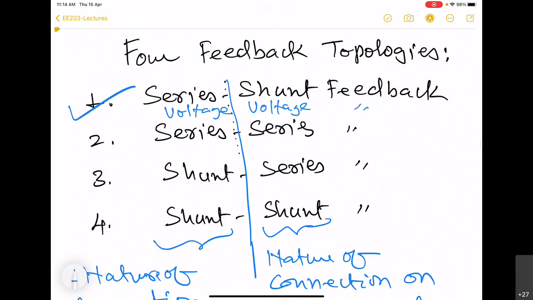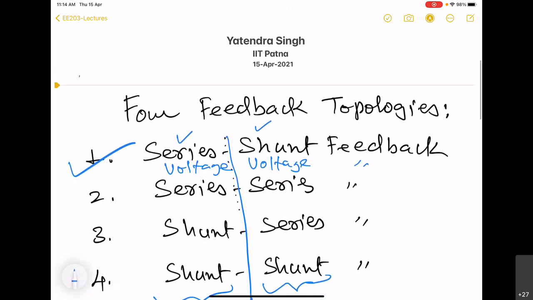So all these four topologies can be named either in terms of the nature of the connection, whether it is series or shunt, or in terms of whether voltage is involved or current is involved. In this case, we see that the amplifier that we have chosen is fundamentally a voltage amplifier. So both on the input and output side, voltages are involved. So this is voltage and voltage. This is the story of the input side. This is the situation of the output side.